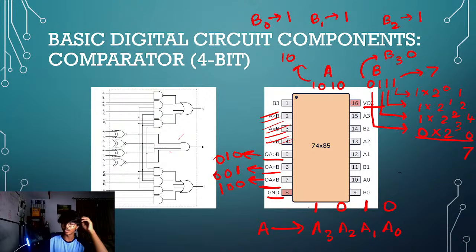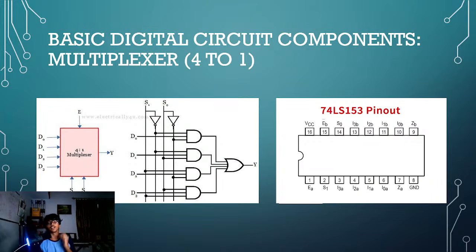Now that what a comparator is clear, we'll get into the next component, which is a multiplexer. A multiplexer is interesting in the sense that I'll tell you what it does. We're going to talk about a 4-to-1 multiplexer. It takes in 4 data inputs and 2 signal inputs, which gives us a total of 6 inputs for the circuit itself, and it gives out one output Y.